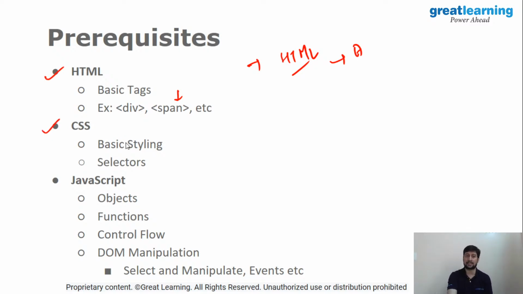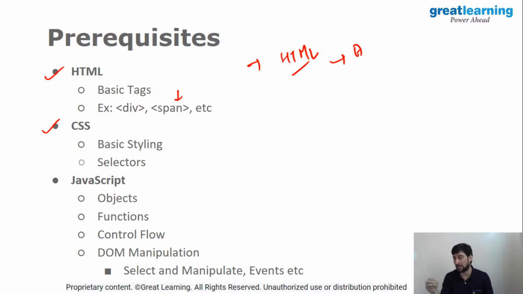Then you should know CSS, that is cascading style sheets. Why is it known as cascading style sheets? What do you mean by cascading? Style sheets is obvious: you will have style properties in a different sheet. Why a different sheet?